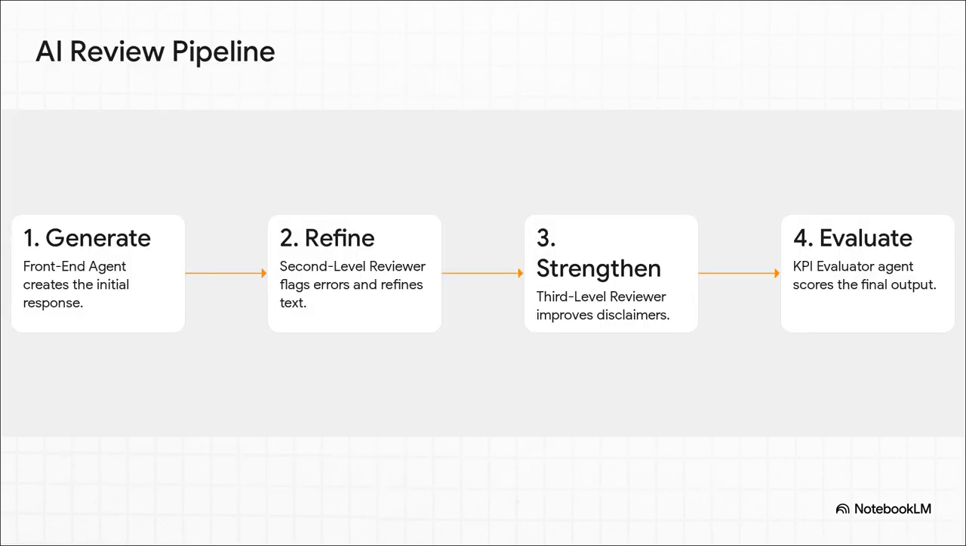And this is what that teamwork looks like in action. It's basically an AI assembly line for fact-checking. You have a front-end agent that writes the first draft, then a reviewer agent comes in and acts like an editor, flagging potential mistakes. A third agent refines it even more, maybe strengthening the disclaimers. And then finally, a KPI evaluator agent scores the finished product to see just how much better it got.